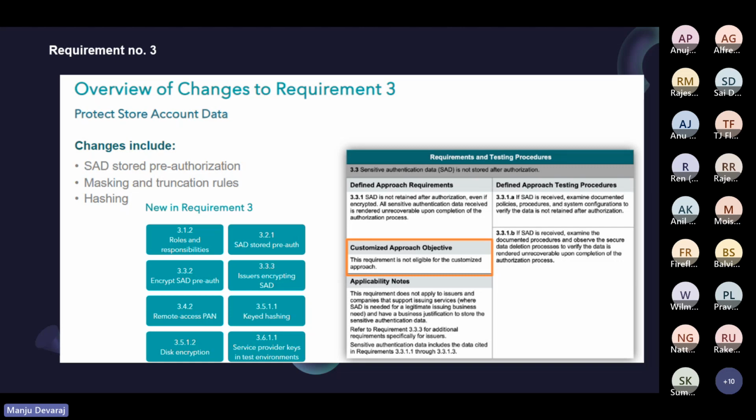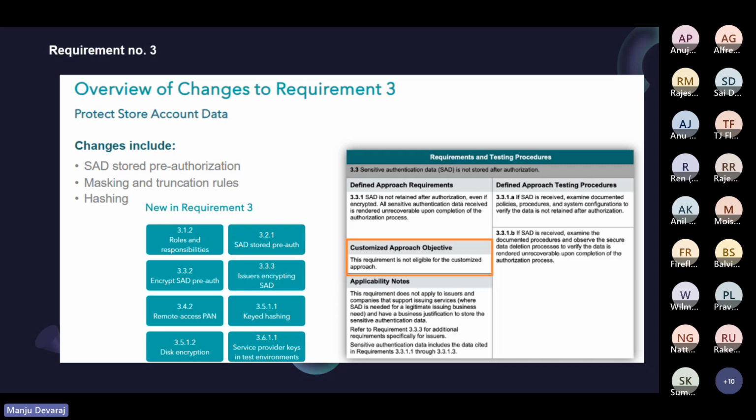And now it's storage, data at rest. The data is at rest, meaning we have to protect the data which is at rest on the system, which pertains to the storage. Now, before, in 3.2.1 specifically, they were talking about SAD cannot be stored after authorization, right? Now, as I said already, SAD can be stored. SAD stored prior to authorization, SAD stored after authorization in case of issuers and stuff.